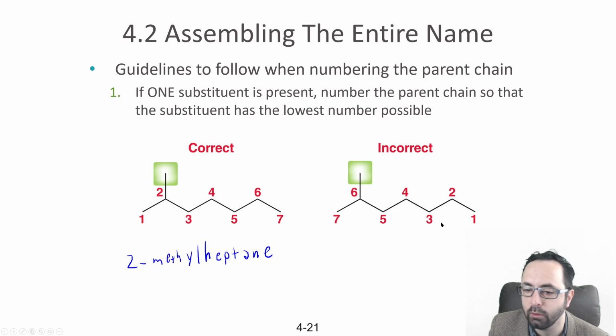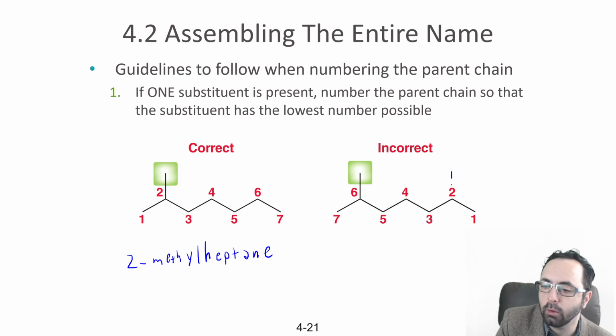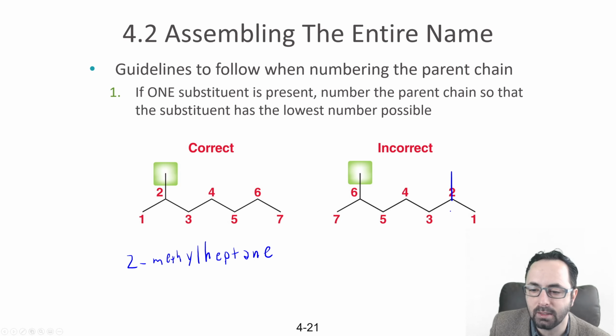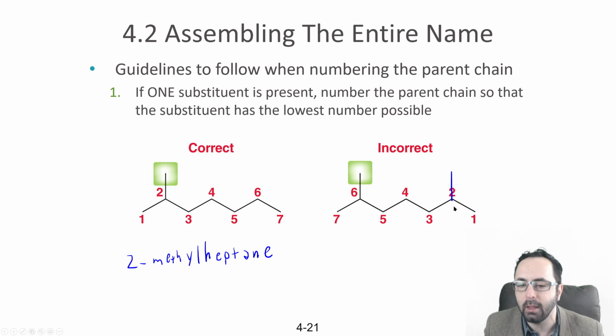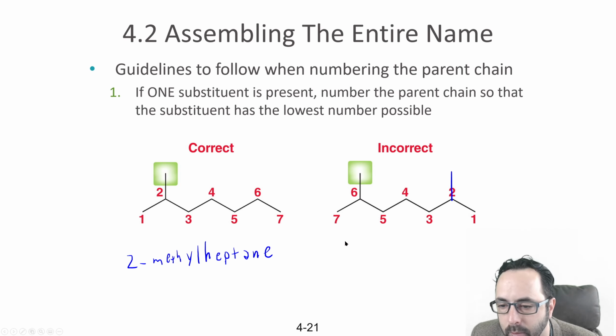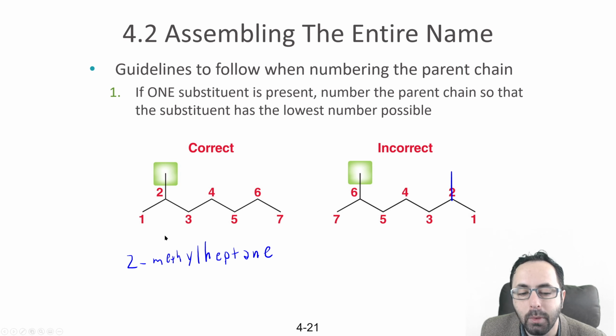even if this branch were over here, that's exactly the same molecule. You just take it and you flip it around like a pancake, and it's exactly the same. So that's where naming is really useful for helping you to determine whether you have an isomer or a different molecule or exactly the same molecule.